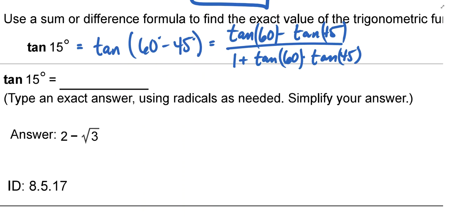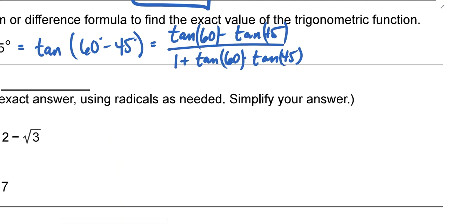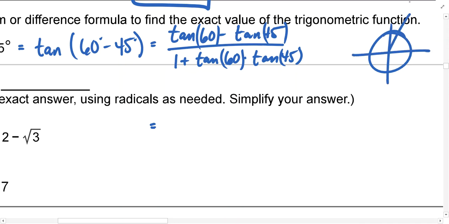So I'm using the difference formula for tangent here: tangent alpha minus tangent beta divided by 1 plus tangent alpha times tangent beta. Now the tangent value at 60 degrees is the y-coordinate divided by the x-coordinate. So that y-coordinate is radical 3 over 2 divided by the x-coordinate of 1/2. Radical 3 over 2 divided by 1 over 2. Well, these twos both in the denominator cancel, and we're left with just radical 3. So tangent of 60 degrees is radical 3.